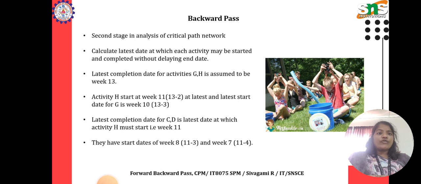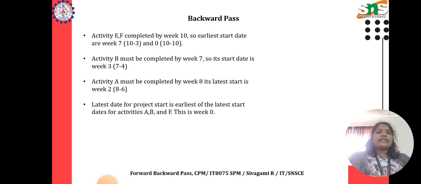The latest completion date for C and D is the latest date at which activity H must start, that is week 11. They have latest start dates of week 8, 11 minus 3, and week 7, 11 minus 4. Activities E and F must be completed by week 10, so their latest start dates are week 7 and 0. Activity B must be completed by week 7, so its latest start date is week 3. Activity A must be completed by week 8, so its latest start is week 2.